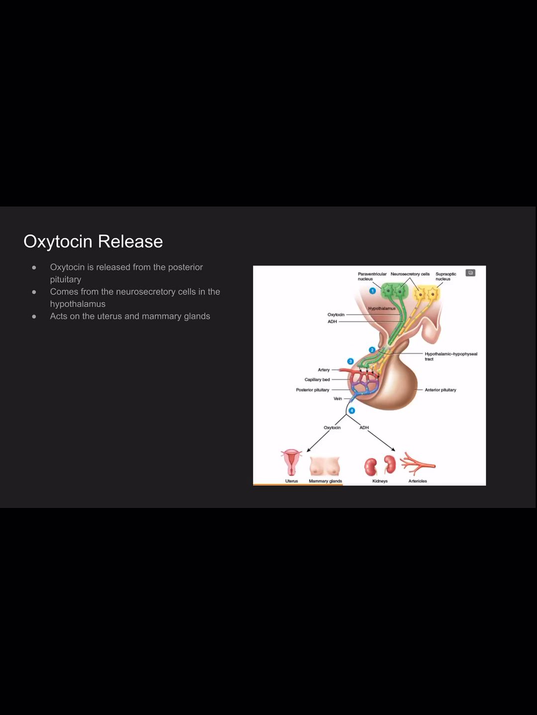So on the right-hand side of the slide, we have a picture from our textbook, and as we can see, oxytocin is released from the posterior pituitary, and it is now released into the bloodstream where it can act on the mammary glands. As we said, we will be focusing on this for this learning objective.